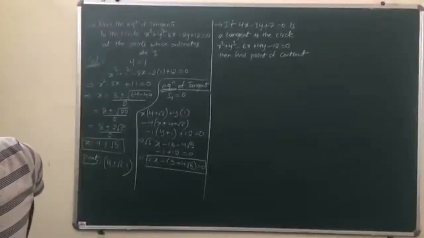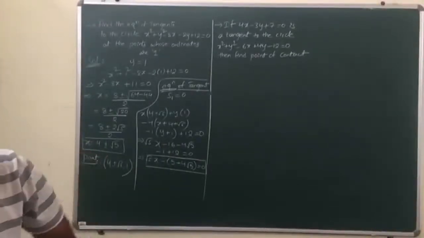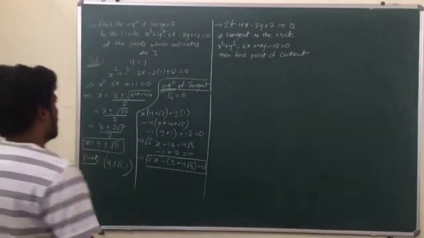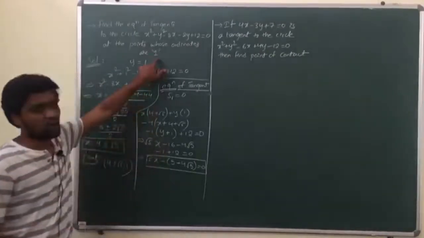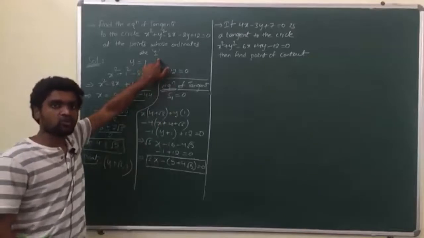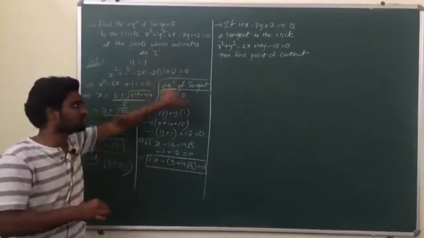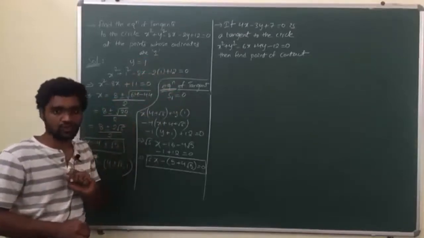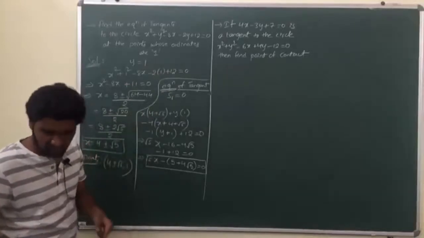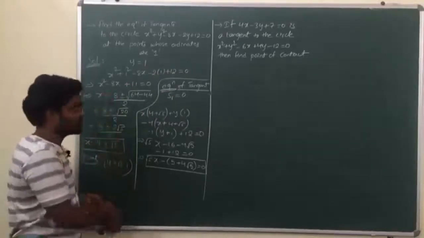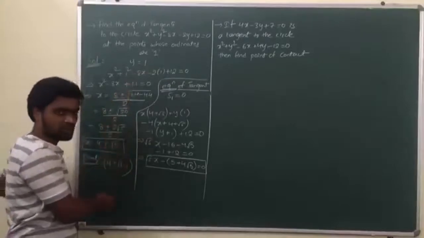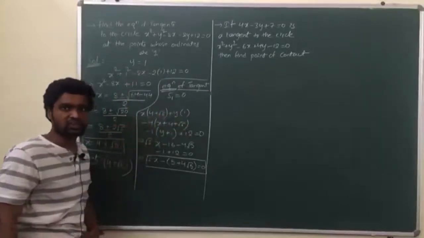See, the equation of tangent at a point is S1 is equal to 0. That's it. But here the point is not given directly, so we have to find the point first and then use S1 is equal to 0. If the point is directly given, no need to do all this. First we calculated the point and then we used the formula S1 is equal to 0.